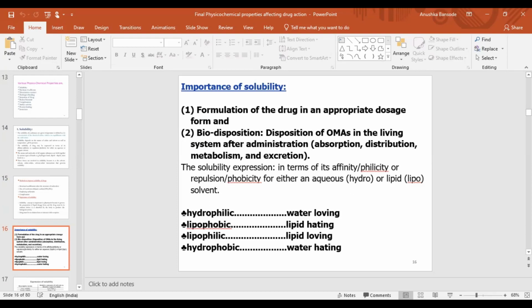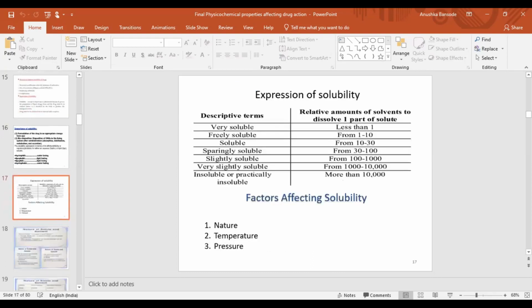The solubility is expressed in terms of its affinity or repulsion, and we will term these following things, which we all have studied: hydrophilic, lipophilic, what it means. So hydrophilic is water loving, lipophobic is lipid hating, lipophilic is lipid loving, and hydrophobic is water hating. So we will see how these are going to affect.